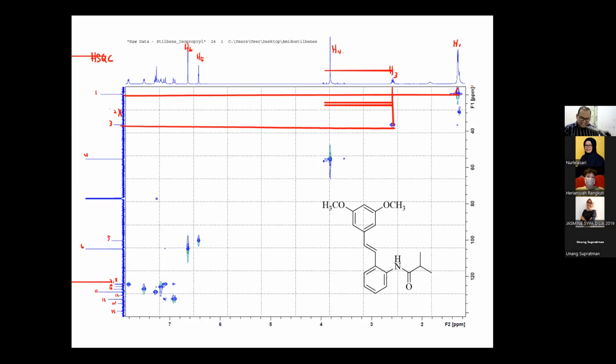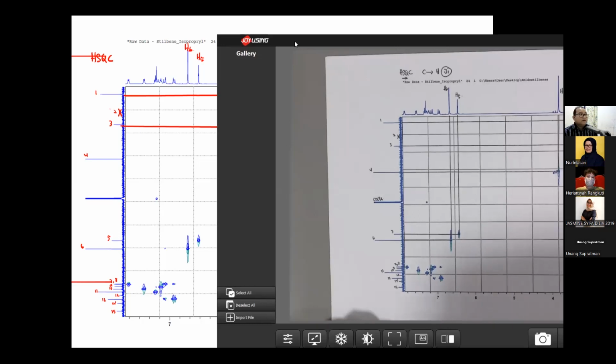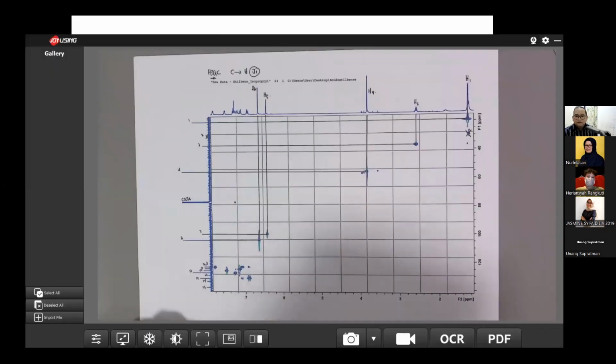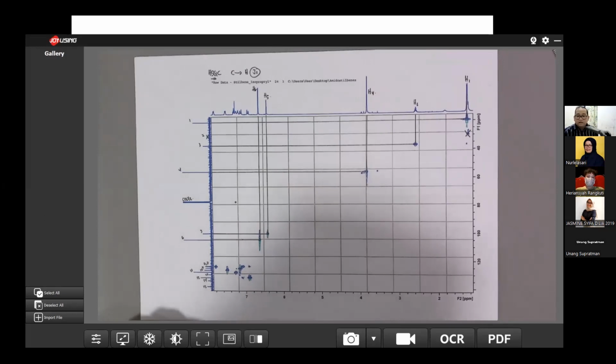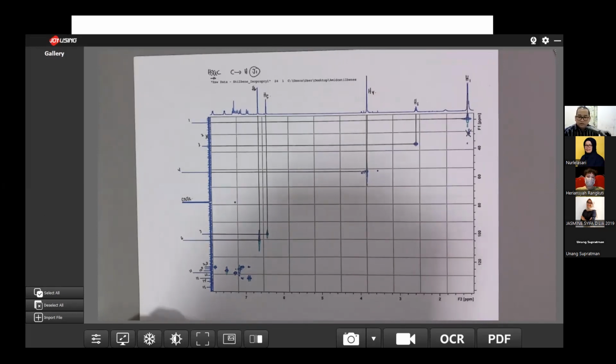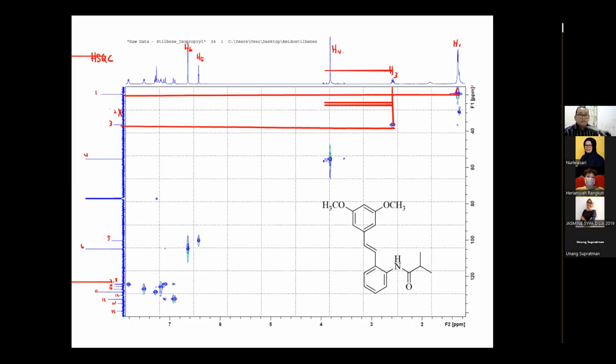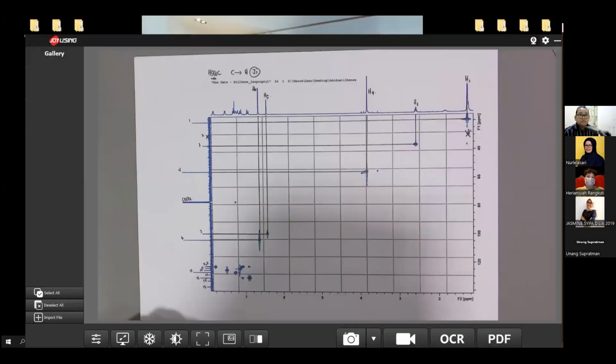This is a very helpful tool that I bought, a visualizer. What we can see here are the correlations. Let me expand. Okay, let me stop sharing for a while. I will stop sharing this one.